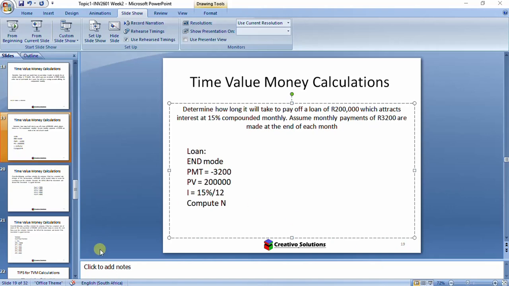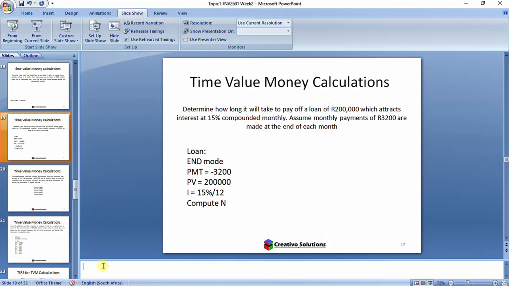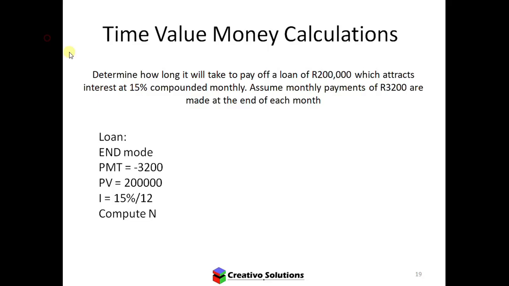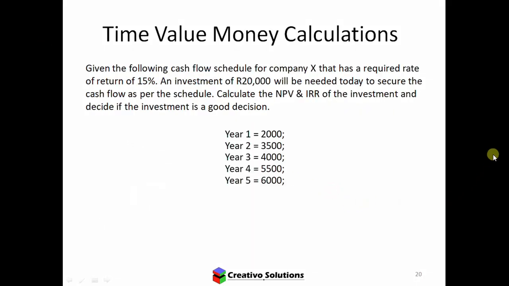Let me just insert this here so you can see the answer. 122.3443998 months, because this was a monthly rate. And you can convert that to a number of years, perhaps, if you prefer. Right? If you divide that by 12, you're going to get just over 10 years, basically. Right? 10 years to pay off this loan, taking these numbers into consideration. All right, the next question.